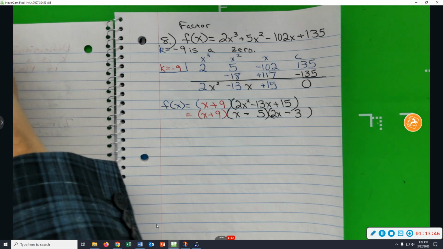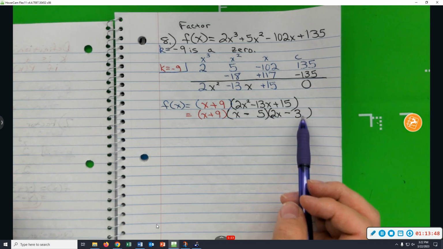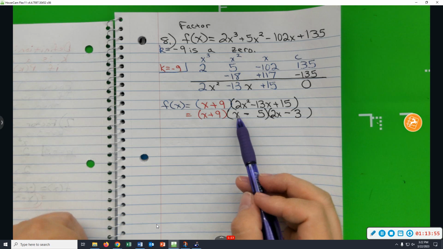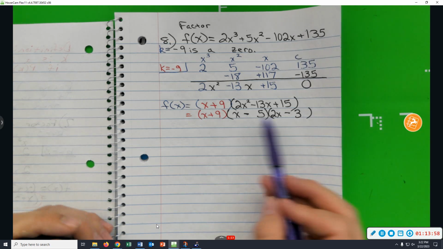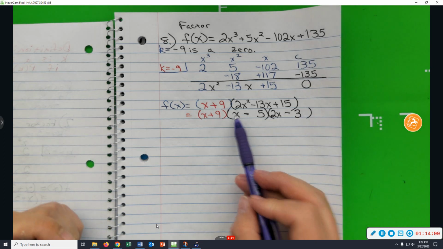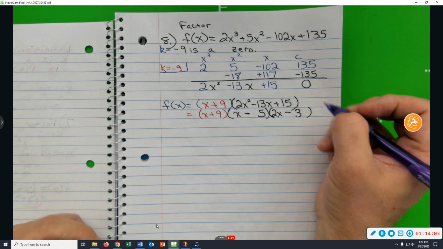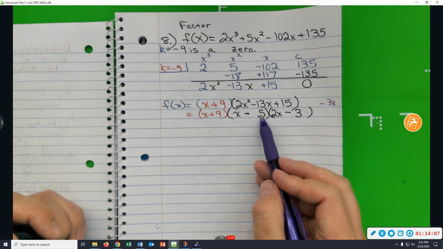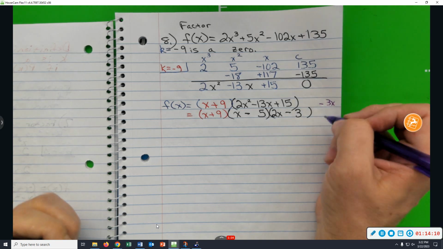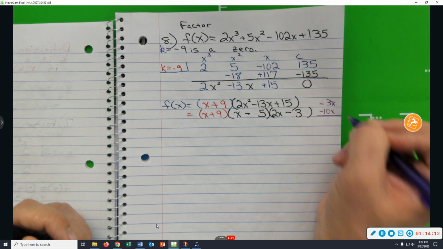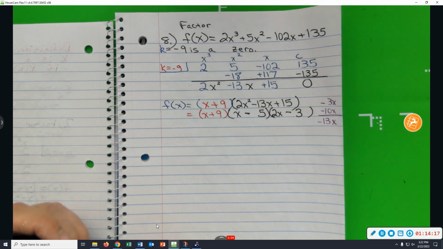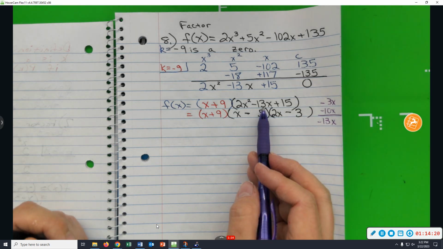And if we check the outer product, you're foiling in your head. This is what we're thinking in our head. The outer product, x times negative 3 is a negative 3x. And then the inner product, negative 5 times 2x is a negative 10x. Negative 3 minus 10, that's a negative 13x. Is that what we wanted? Yes, it is.